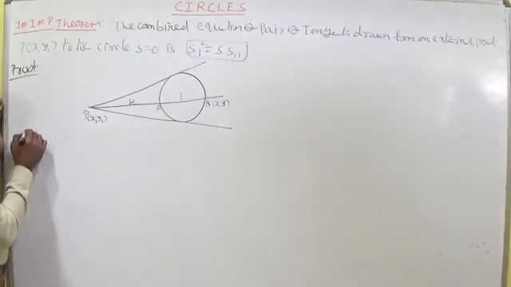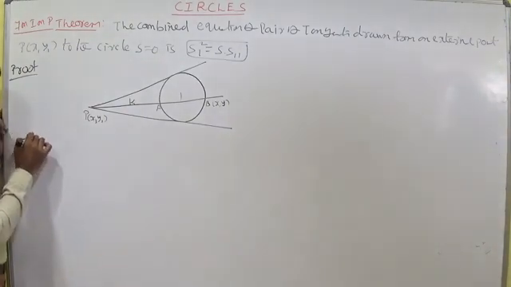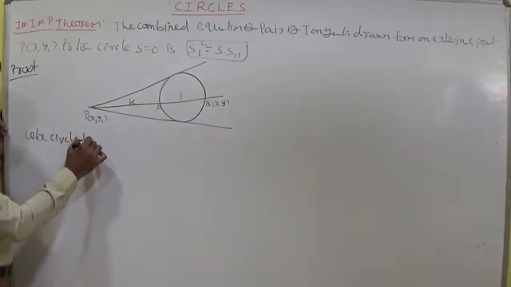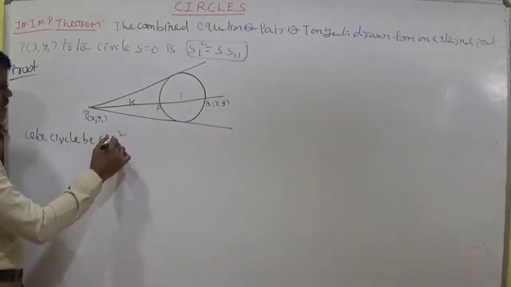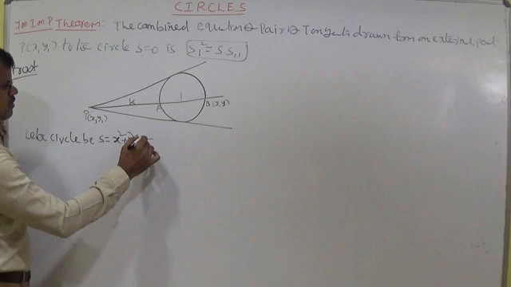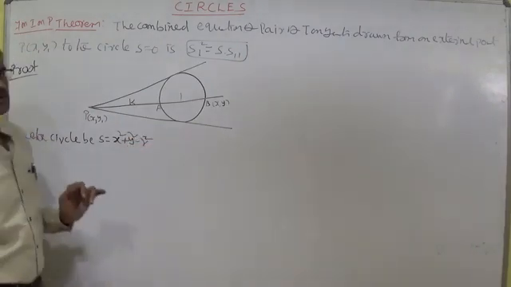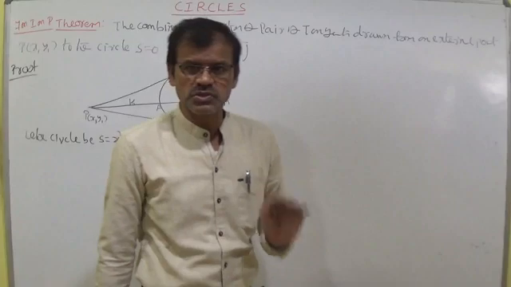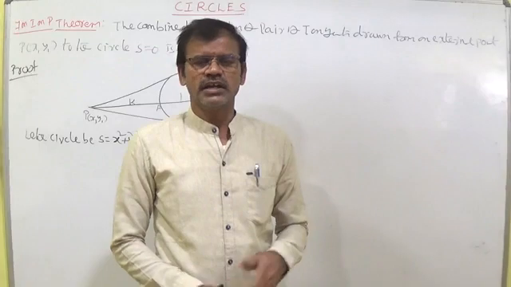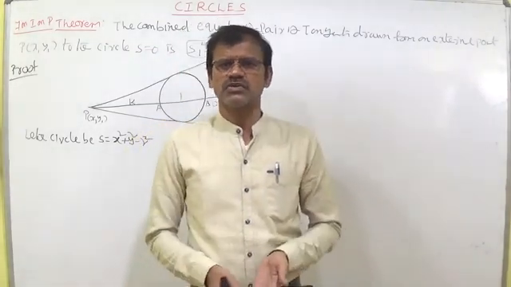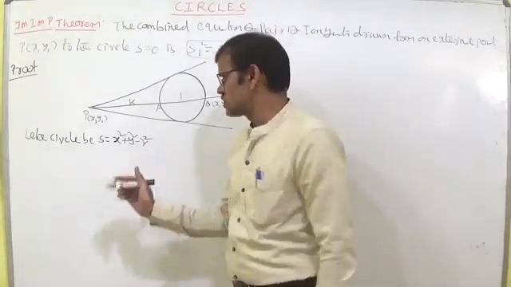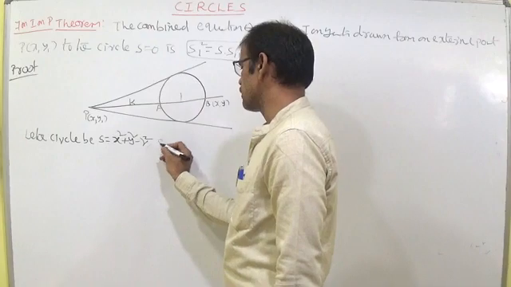Now, let the circle be, notations I am writing. S is equal to x square plus y square minus r square. Students, we can take x square plus y square plus 2gx plus 2fy plus c equal to 0 also, but it becomes lengthy. x square plus y square equal to r square is also a circle, S equal to 0. We can notate with the letter S this one also. It becomes an easy model. S is equal to x square plus y square minus r square.